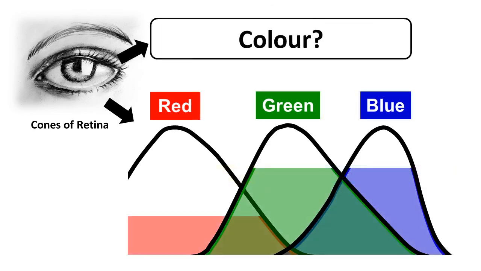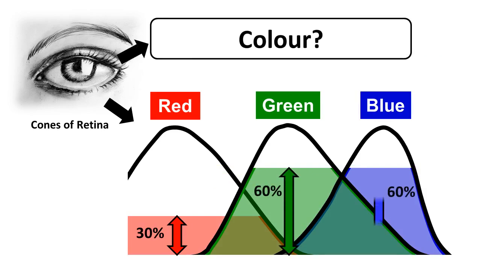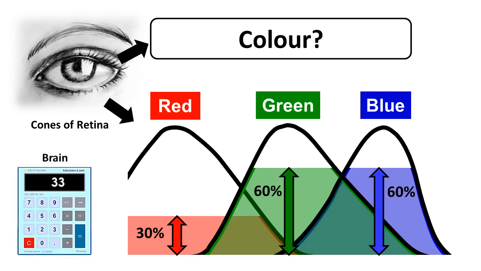Imagine we were looking at a colour which stimulated the red cones of our retina by 30% of their full stimulation, and which stimulated the green cones by 60% of their full stimulation, and stimulated the blue cones also by 60%. Our brain uses the amount of stimulation in each of the types of cones, red, green and blue, to calculate what the actual colour of the object is. In this case, the colour is teal.